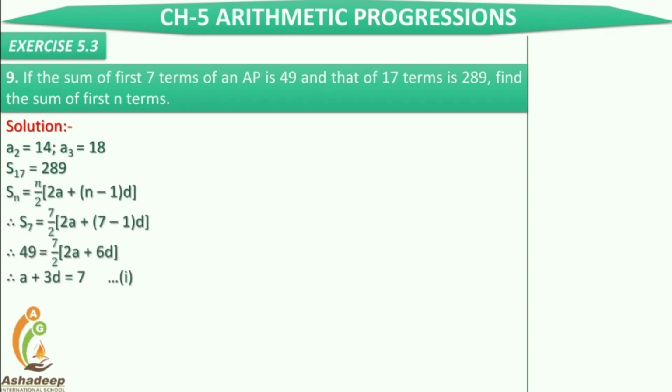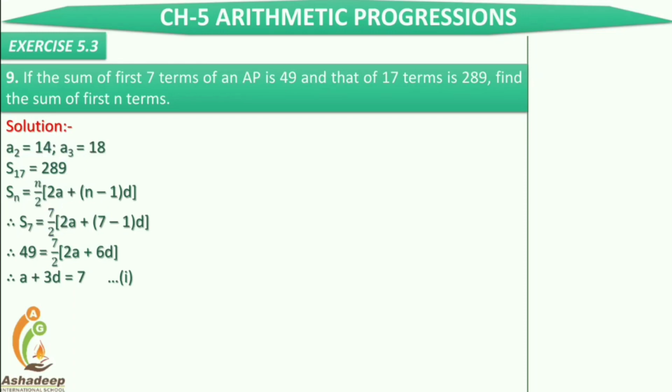You can just solve this and you will get it. See here, instead of Sn, you need to put the 289. Right. 7 by 2, 2a plus 7 minus 1 d. See, we don't know anything.